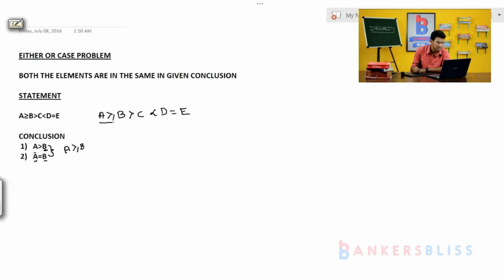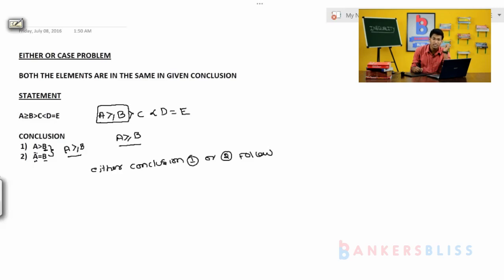And then observe the statement. Here also A greater than B. When we have this type, the conclusions are the same and the statement is also the same. But we cannot say both the conclusions are right. Instead we say either conclusion first or second follows, because one conclusion is first and the other conclusion is second.